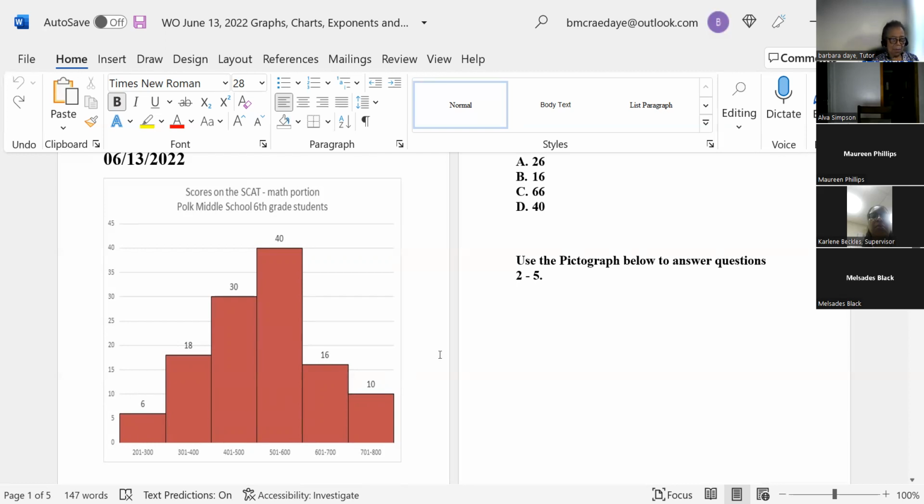Okay, I want to make sure you can read these bar graphs, because bar graphs show you the values above the bar. Each one of these represents a bar. So you've got 6 bars and they're within the 6 ranges.